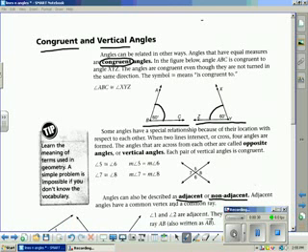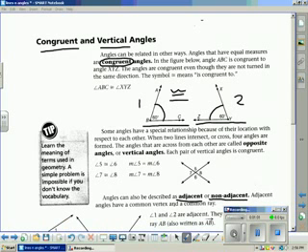If you were to take this angle here, we'll call that angle 1, and angle 2, and you took angle 2 and folded it so that it was on top of angle 1, it would be exactly the same. They are mirror images of each other. The symbol for congruent is this. Angle ABC is congruent to angle XYZ.